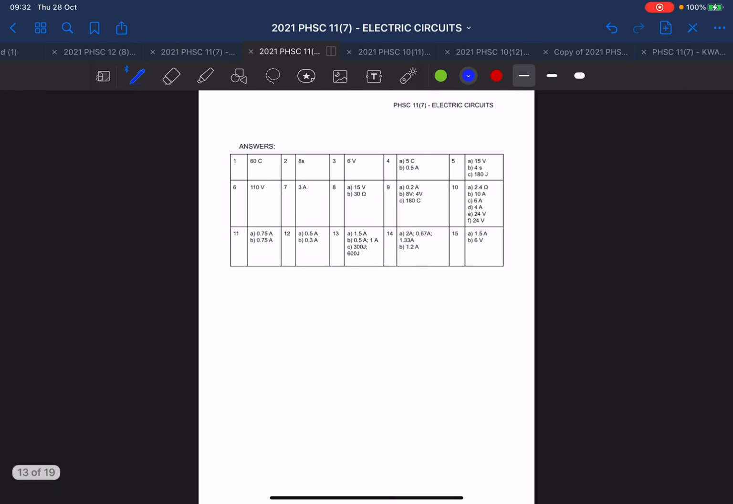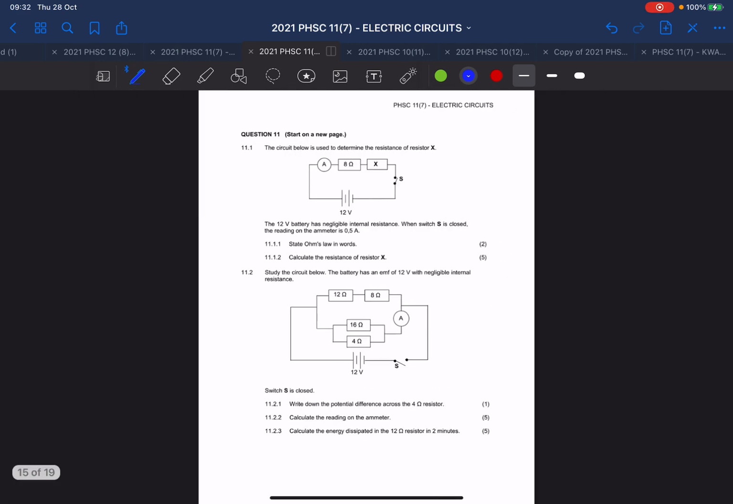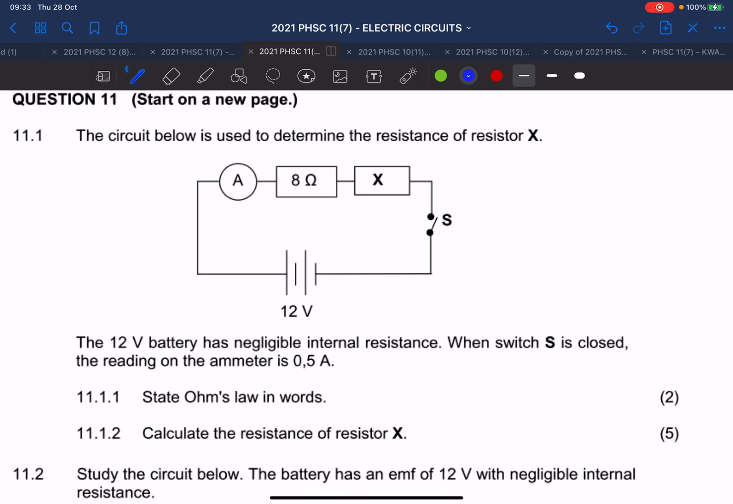Right, so let's start with this work. We'll see how far we get. If we don't finish, it will be homework because we must do one more chapter. Okay, right. So there they give you a circuit. It says a circuit allows you to determine the resistance of a resistor X. The 12 volt battery has an electrical internal resistance. When switch S is closed, the reading on the ammeter is 0.5 amperes. So that one there reads 0.5 amperes.